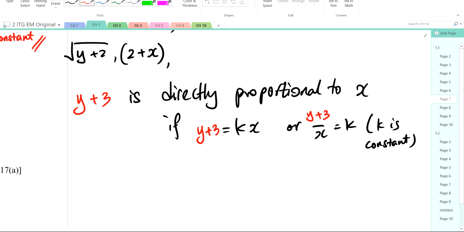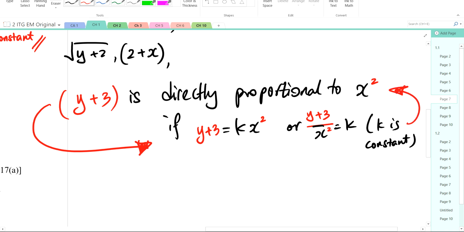Okay now? Alright, so y plus 3 is directly proportional to, instead of calling it x, let's say it is directly proportional to x squared. Then I must be able to prove that y plus 3 equals kx squared, or y plus 3 over x squared equals a constant. When I am able to write this, it means that they are directly proportional. This sentence implies this, and this implies this sentence. They are the same thing.